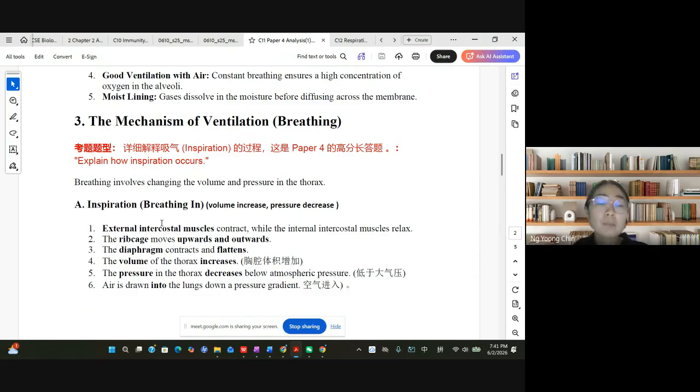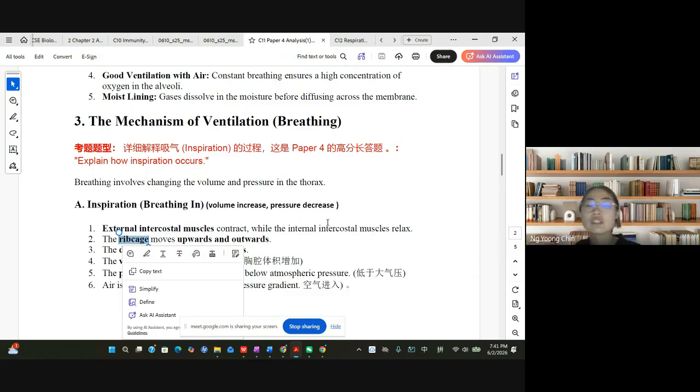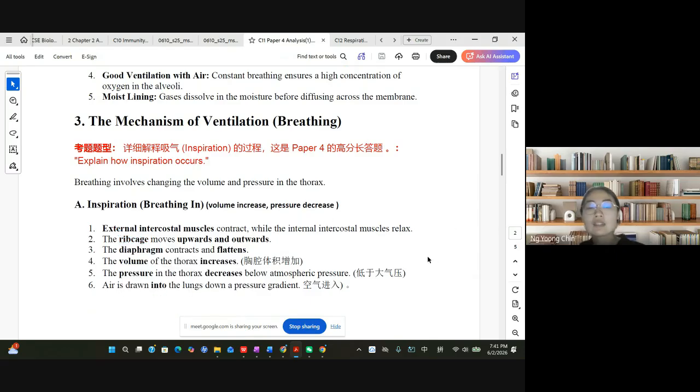So how can you make your thoracic cavity increase in volume? First, your thoracic cavity needs to expand, right? How can you expand it? You can use the rib cage. So your rib cage moves upwards and outwards. How your rib cage can move upwards and outwards depends on the contraction and relaxation of the intercostal muscles.